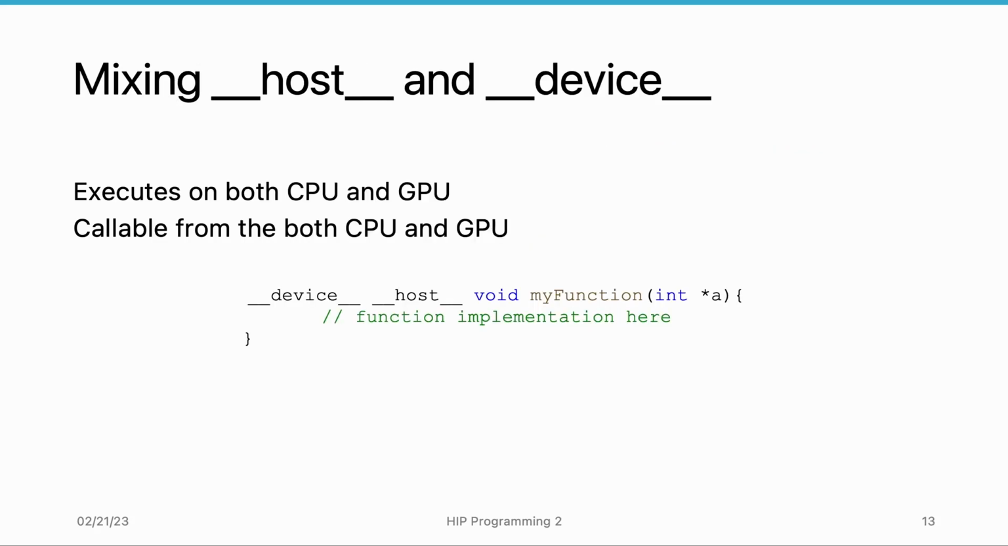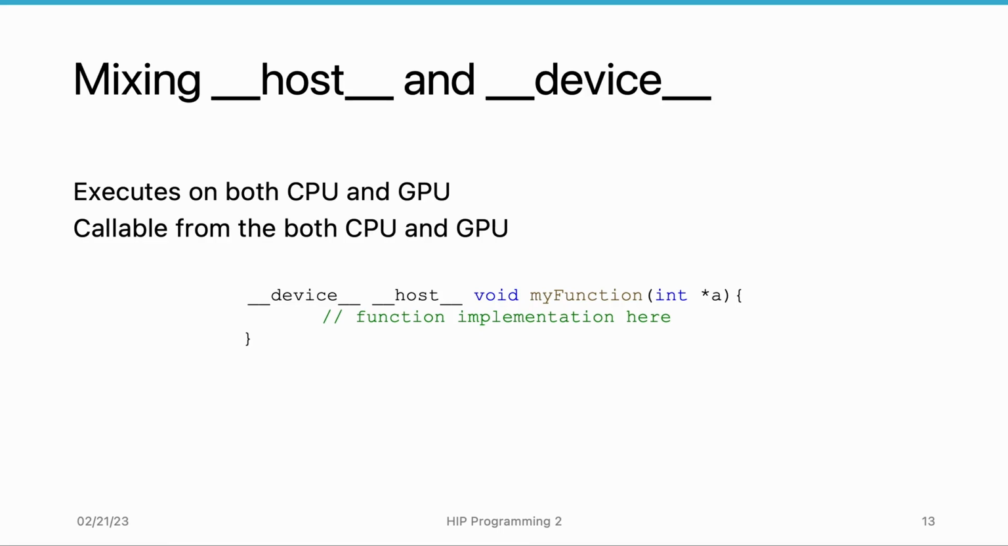Besides, the device and host function qualifiers in HIP can be combined. When the device qualifier is combined with the host qualifier, it creates a function that is visible and executable both on the host CPU and the device GPU. Such functions are referred to as device and host functions. This makes them useful for code that needs to be shared between the host and the device and avoids the requirement for programming the logic twice.